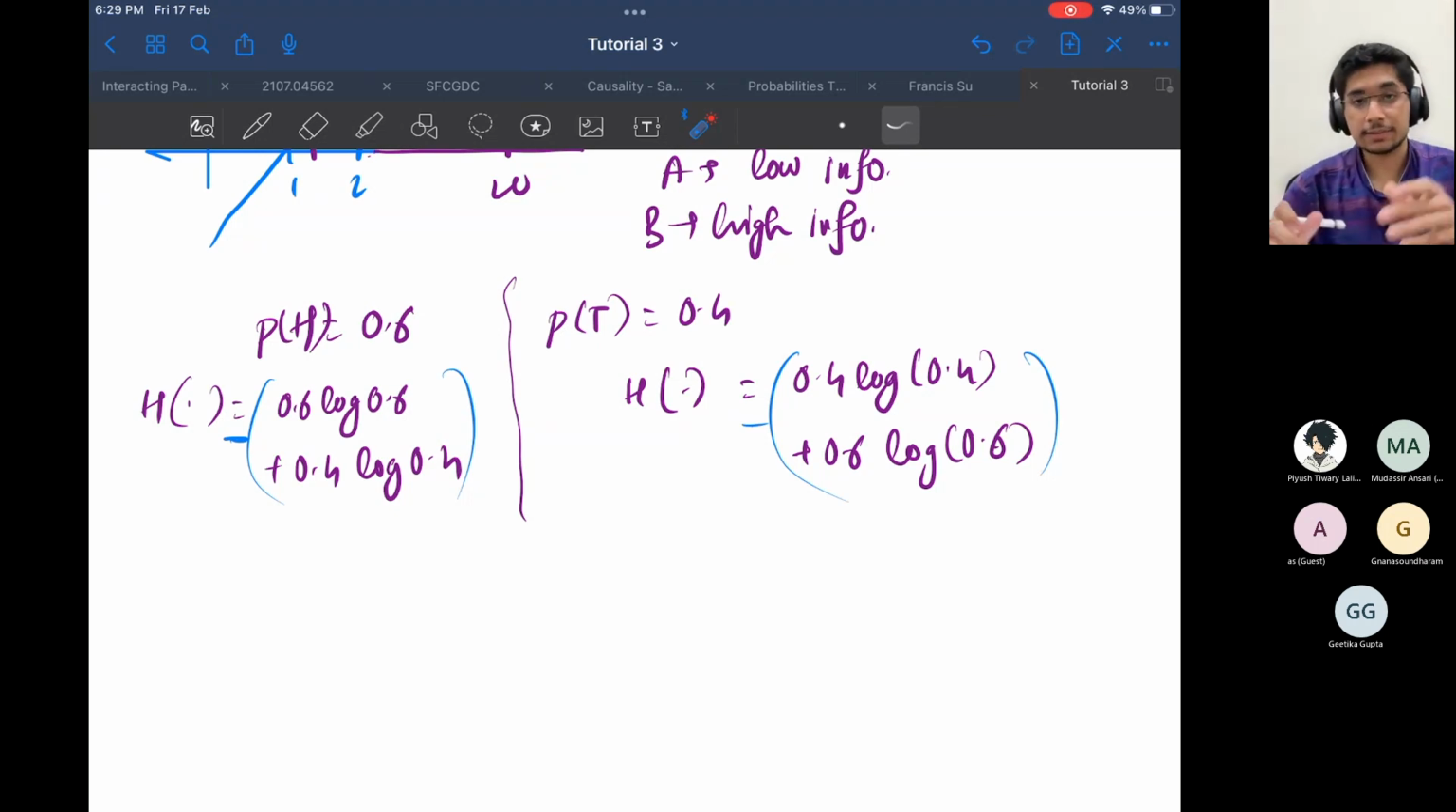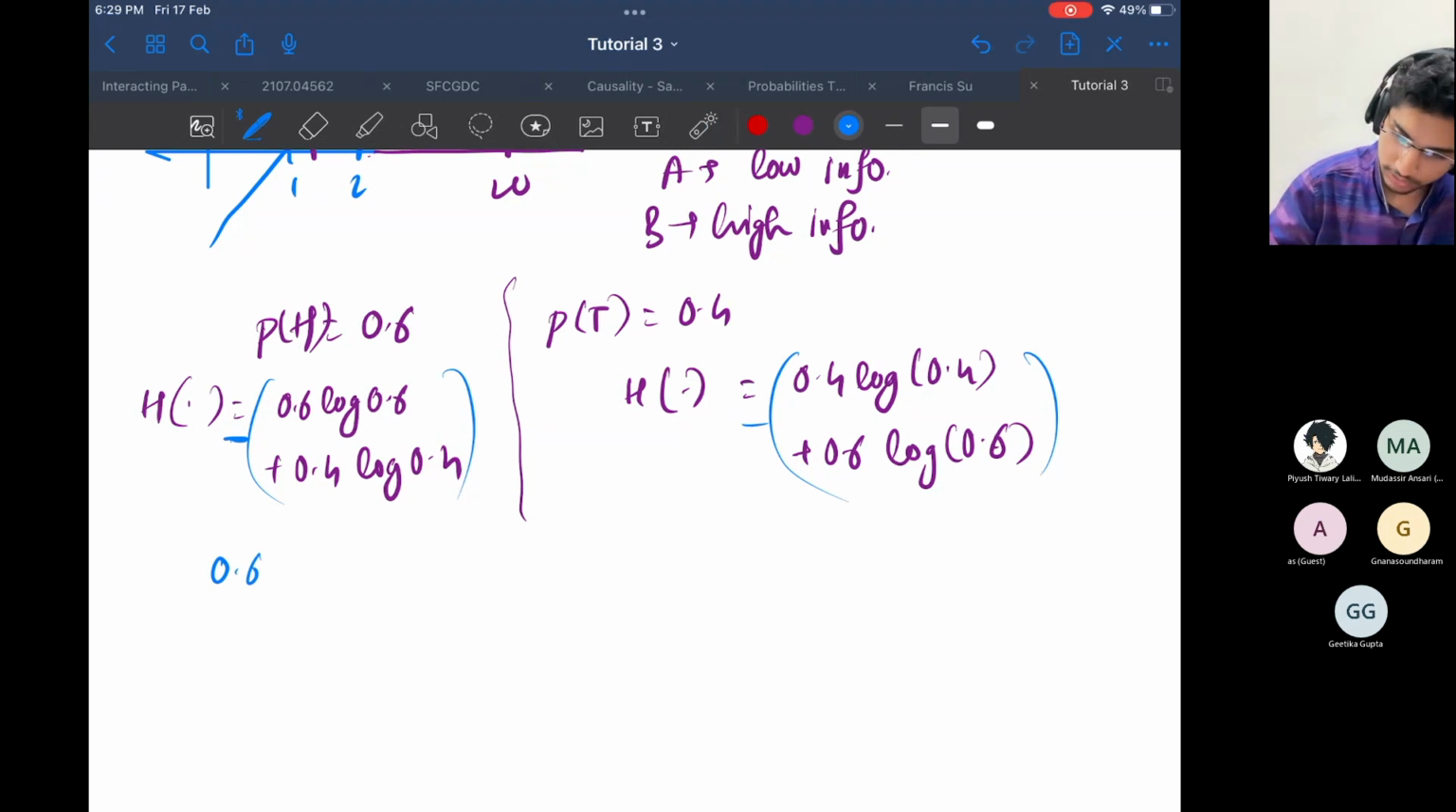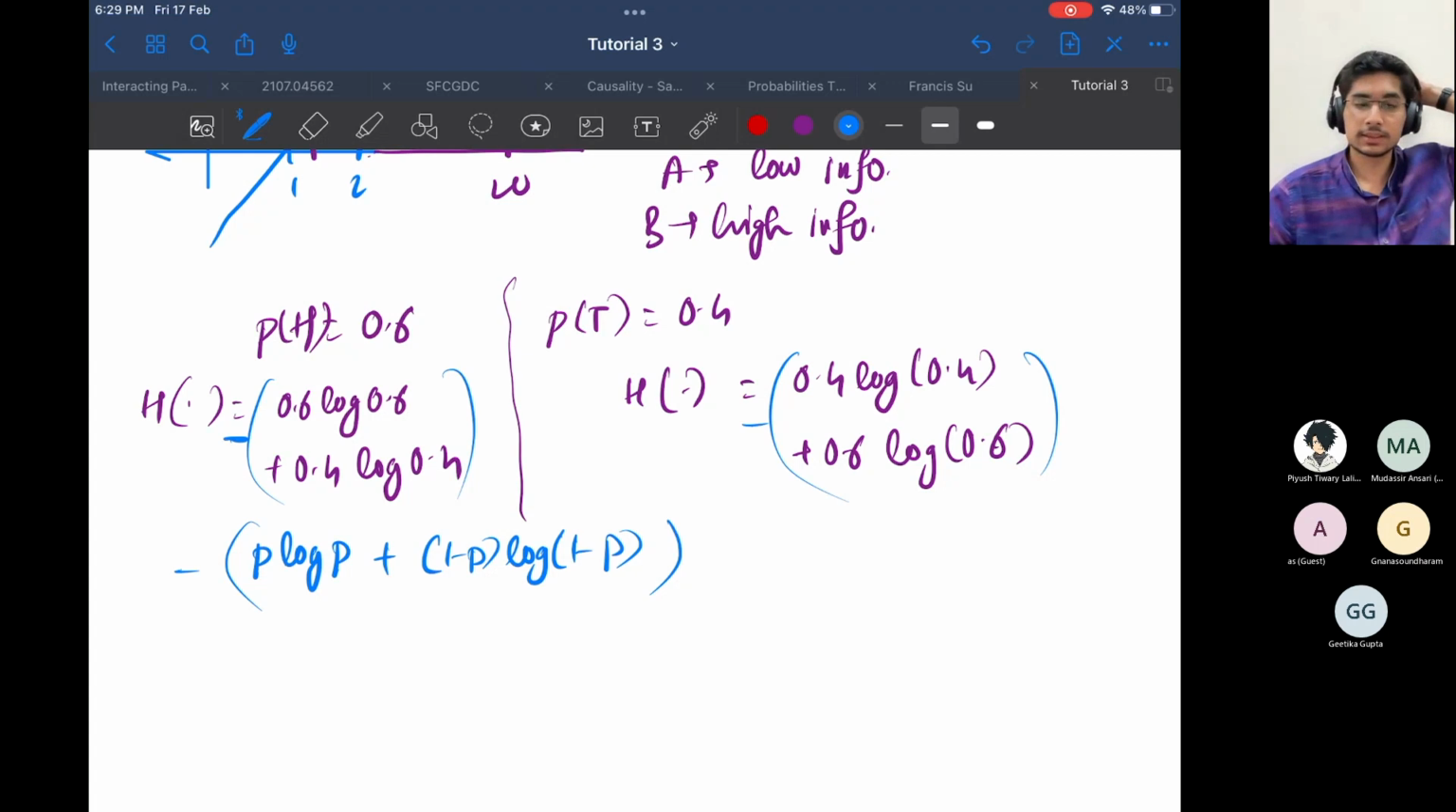If that is how you had calculated, then that is not the correct way to calculate. If only one probability is given, you have to calculate it like this. Let me write the general form. If only one thing is given, the way to calculate entropy is P log P plus 1 minus P log 1 minus P, and take the negative of it. So the way you had calculated it was wrong. This is how you should have calculated it.